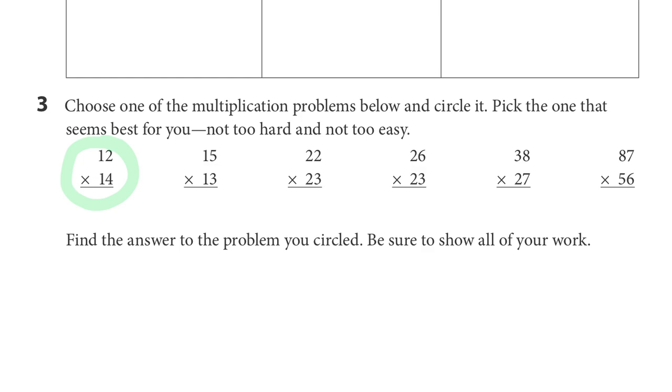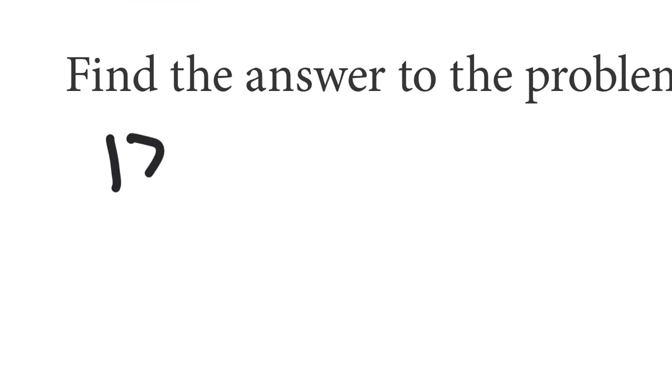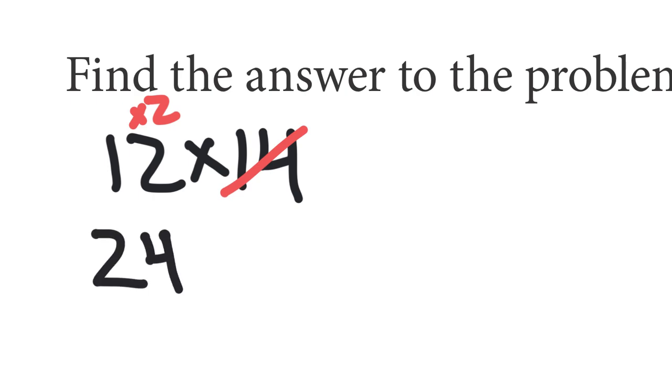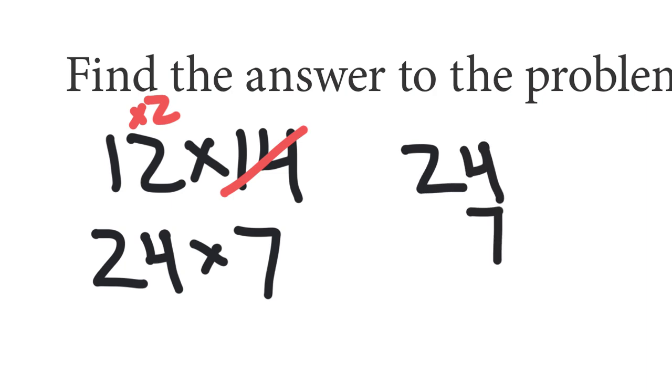So 12 times 14. First thing I'm going to do is write it down. And then I notice 12 and 14 are both even numbers, so I'm going to do the doubling and halving strategy. I'm going to double this number, and I'm going to cut this number in half. If I do that, I end up with 24 times 7. Now I can stack them and multiply without having to do the standard algorithm for double digits, which is a little bit harder. 7 times 4 is 28.